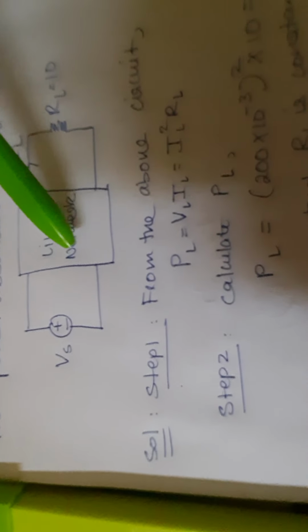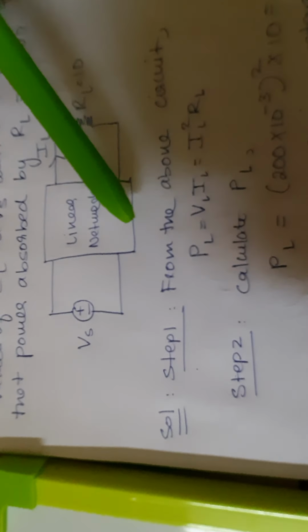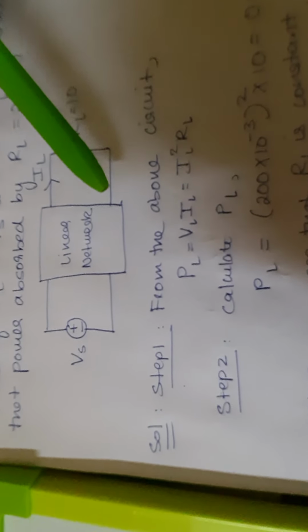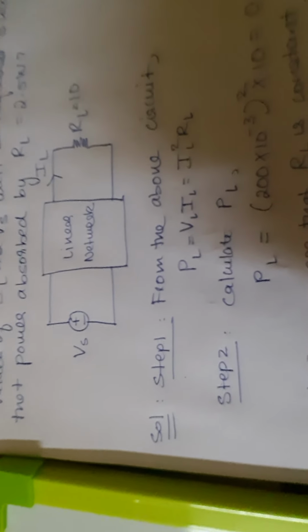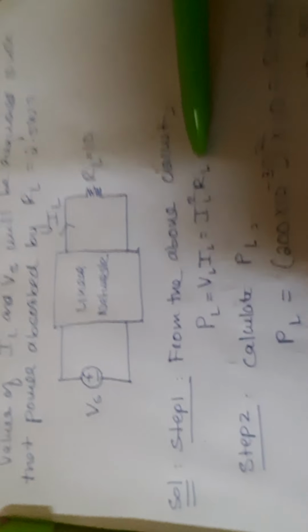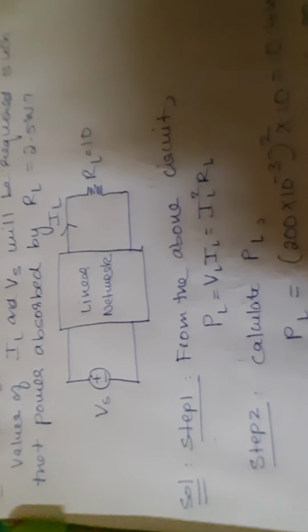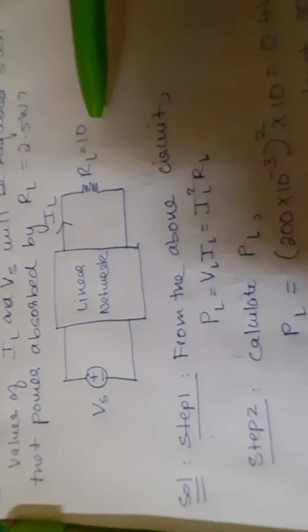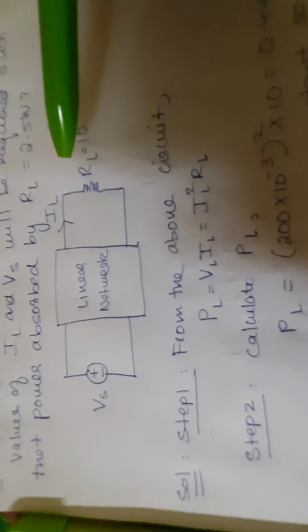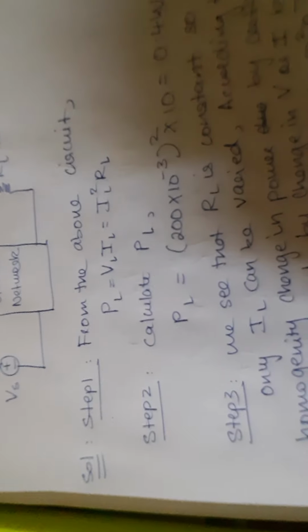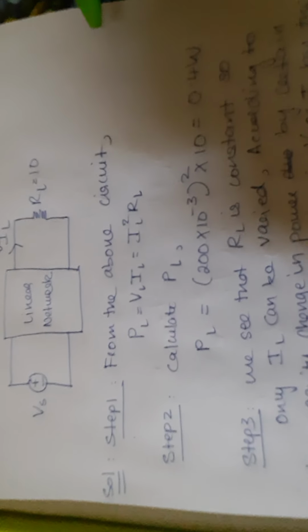Okay, now so step 1, we know that power is equal to V into I, or I square R. We will use the relation I square R because that fits here properly, since we have given the value of RL and IL is passing through RL. Now for the given values of VL and IL, we calculate PL, that is the original value. So when we calculate, we get the value as 0.4 watt.